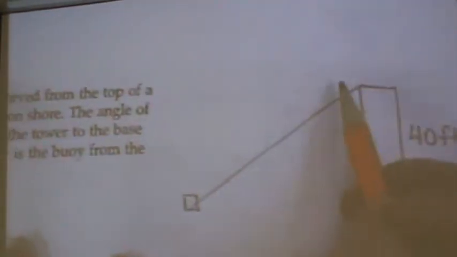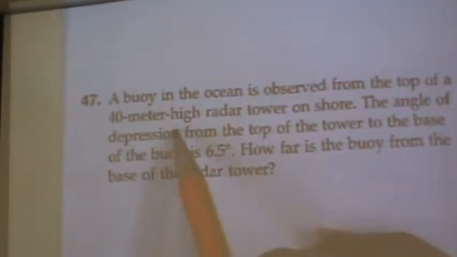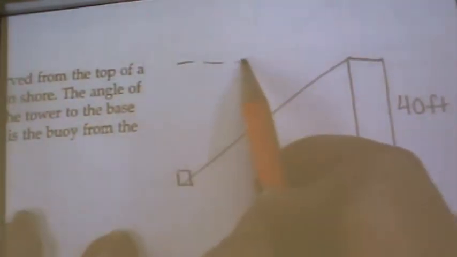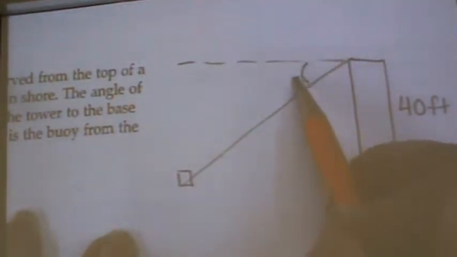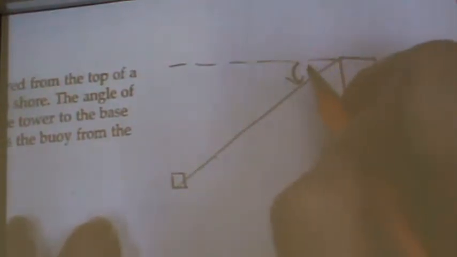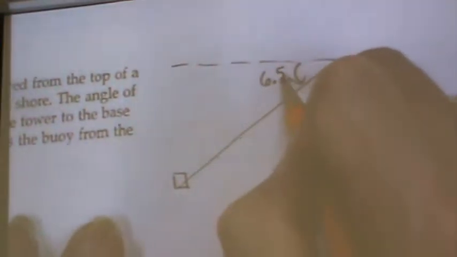here's your tower. It's your tower, and here's your little buoy in the water, and the tower measures 40 meters. And then it says the angle of depression. The angle of depression, so from the top of it would be this angle right here. That's your angle of depression, and it's 6.5.